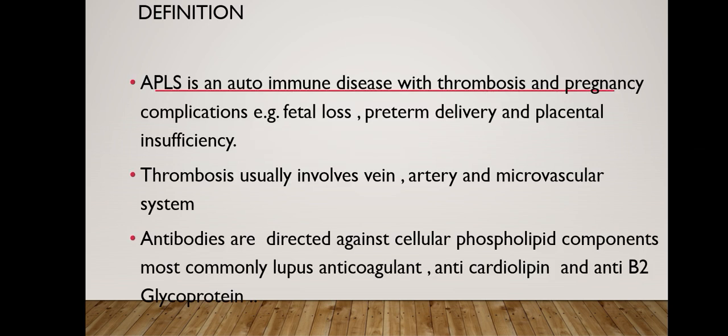Definition: antiphospholipid syndrome, abbreviated as APLS, is an autoimmune disease with thrombosis and pregnancy-related complications, for example, fetal loss, preterm delivery, and placental insufficiency. Thrombosis usually involves veins, arteries, and the microvasculature. Antibodies are directed against cellular phospholipid components, most commonly lupus anticoagulant, anti-cardiolipin, and anti-beta-2 glycoprotein.